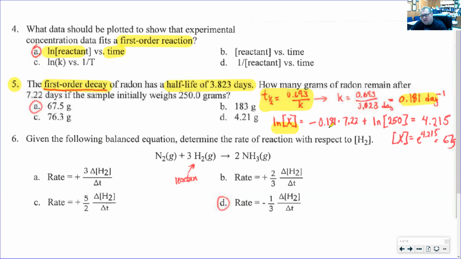So I put in the value of K, I put in the time, the passage of days, and the initial mass. Had to take the natural log of that. When I solve all of this portion of it, it gives me 4.215. And then that's the natural log of X is equal to that. So I had to take the anti-log of both sides, and it gives you 67 grams remaining.